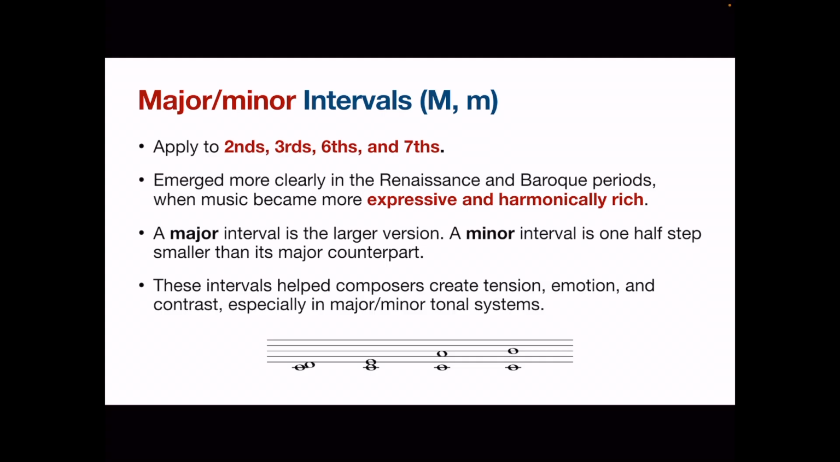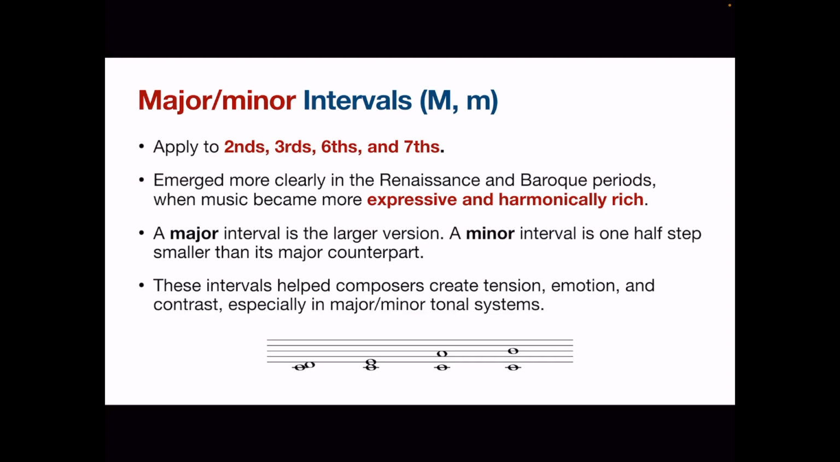these intervals are going to be major or minor intervals. Okay, these intervals helped composers create tension, emotion, and contrast, especially in major minor tonal systems, which is the system that we use these days. So please remember, there is no such thing as a perfect second, or a perfect third, or perfect sixth, perfect seventh. It just does not exist, okay?